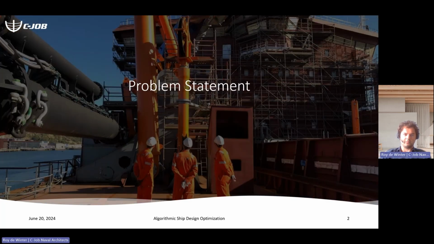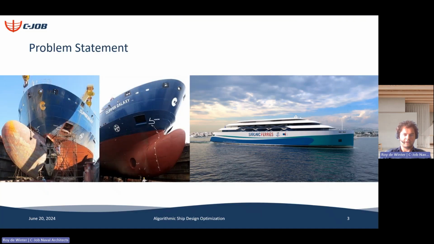Let's go straight to the problem statement, what we are trying to solve today. The problem of today is two real-world problems that we are optimizing. We are optimizing two ship design problems. First problem that we encounter is the bulb of an existing ship. We have to refit the bulb to make it more efficient at lower speeds.